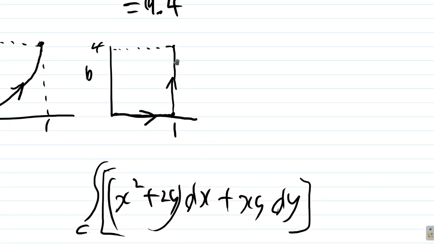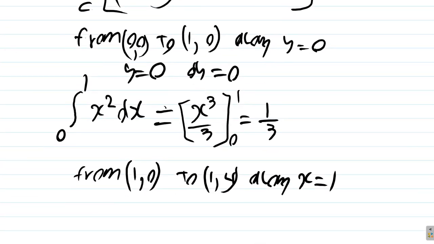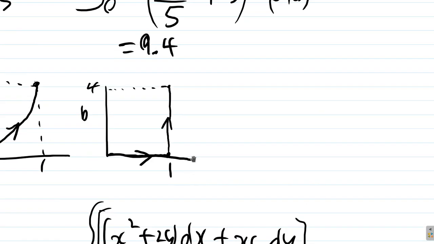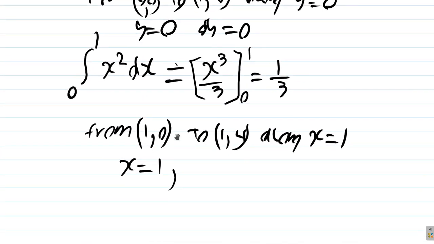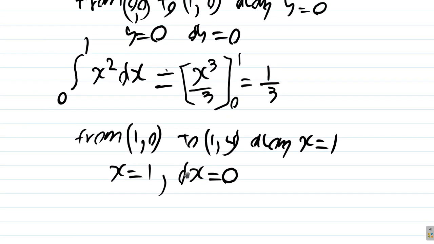When we move straight up, x is 1. A dx would mean a shift left or right, but there is no left or right movement, it just goes straight up. So dx is equal to 0. Alright? So we're working with only y and dy now.